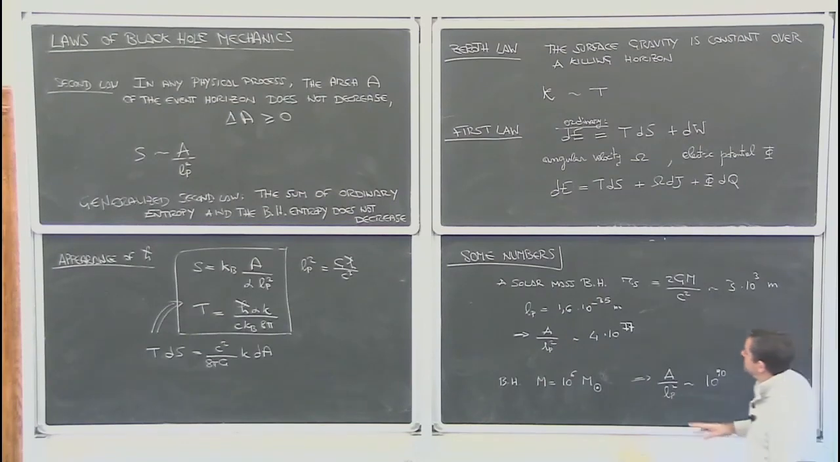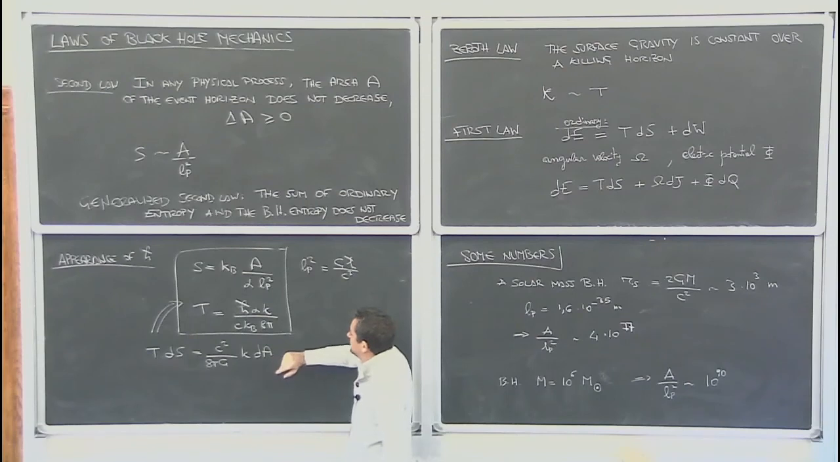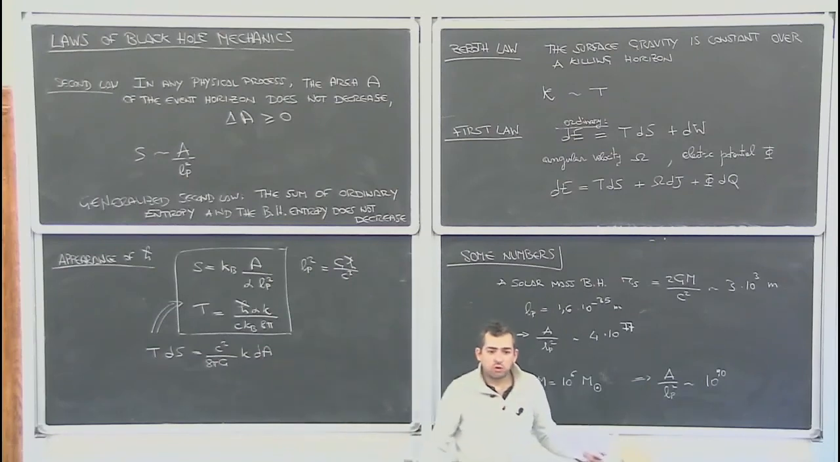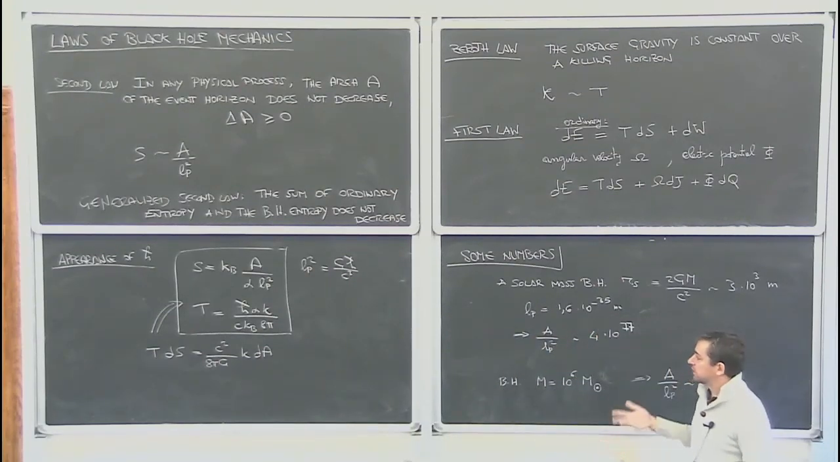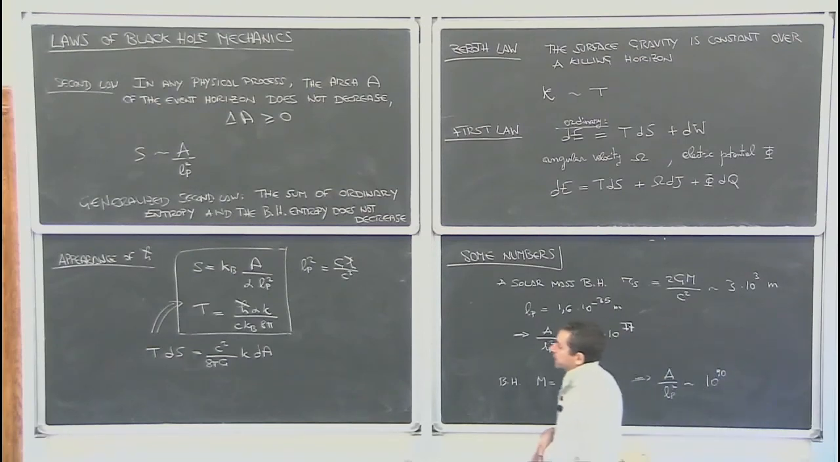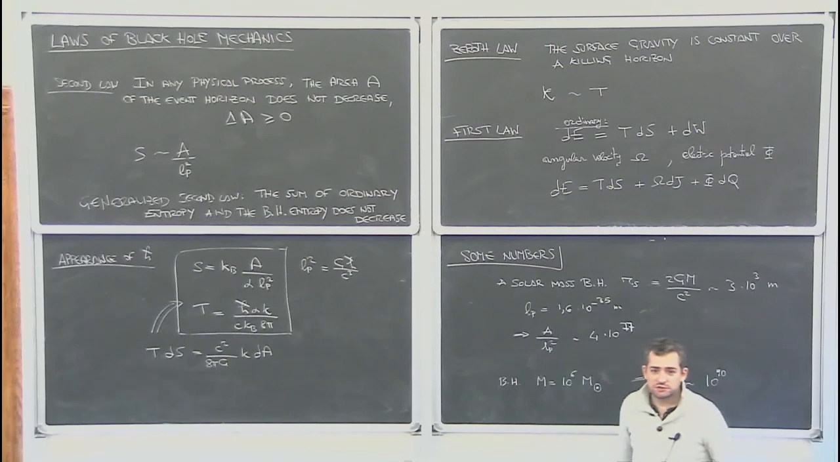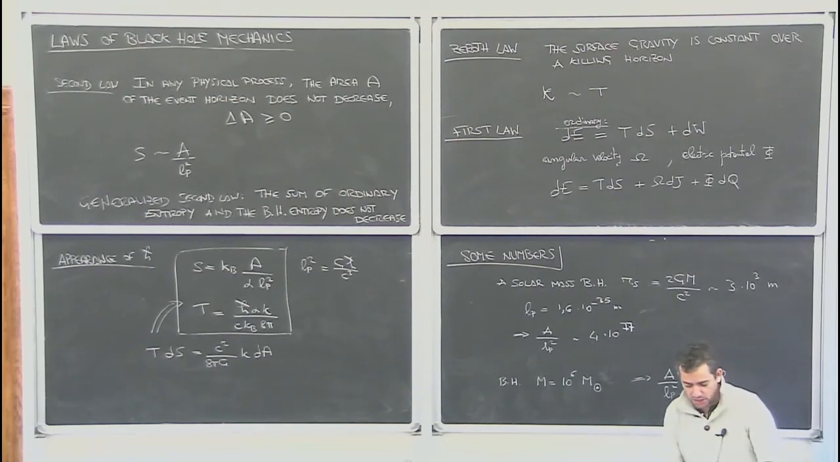And similarly, since I have h bar here, we will see this maybe tomorrow. The temperature, we should expect the temperature is typically very, very small. So typically for a stellar mass black hole, the temperature is overcome by the thermal radiation in the universe. So it's much less than 3 Kelvin.